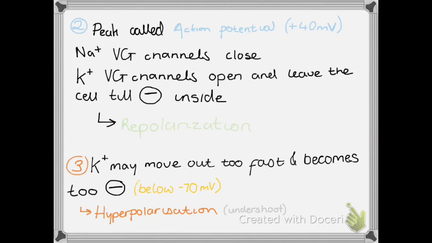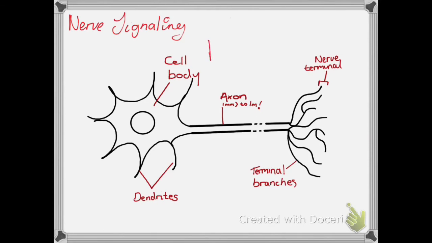But because these voltage gated channels are open and you've got the ions moving out, sometimes it happens too fast because of the membrane potential difference, so it can drop a bit below the minus 70 millivolts. This is called hyperpolarization, but it soon levels off again. Now, I mentioned a bit about a neuron just then, so I'll tell you some of the features of it.